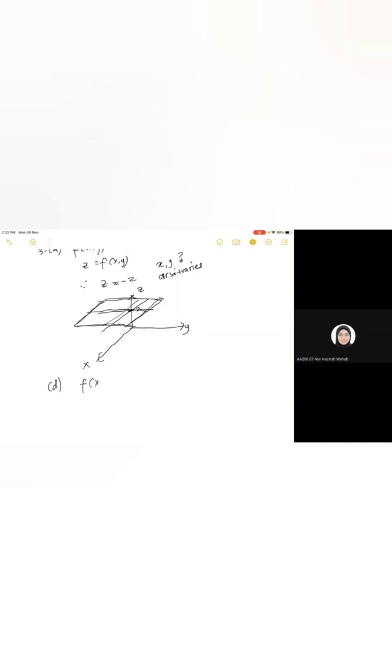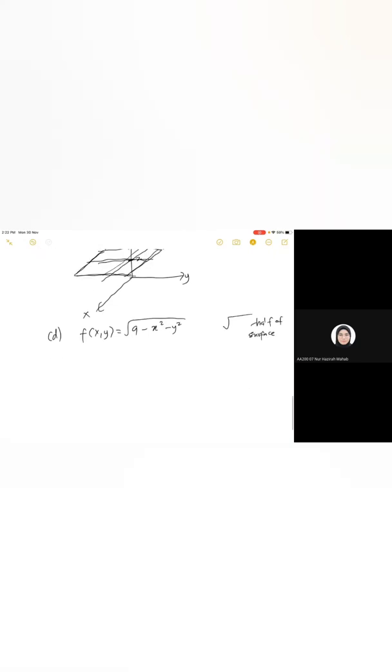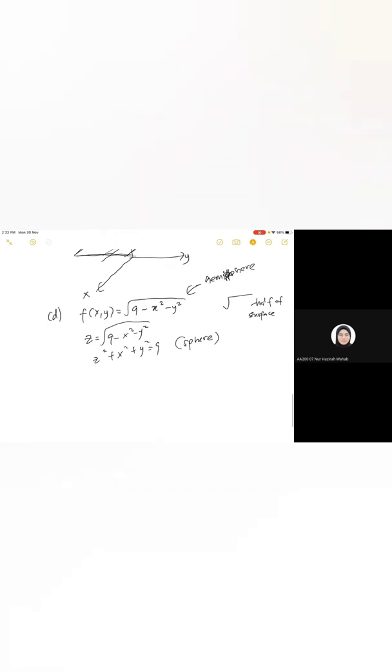Why is it half? Because you have a square root. If you still remember, the square root in the surface means half of the surface. So the original surface is z squared plus x squared plus y squared equals 9. It means it is a sphere. So this one will be a hemisphere. Which half? The z positive. So this is the upper half, z positive.